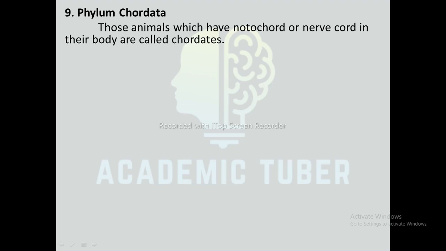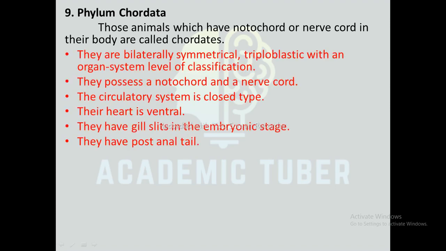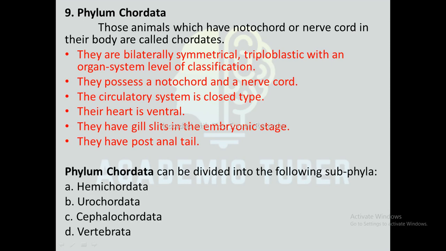Those animals which have notochord or nerve cord in their body are called chordates. They are bilaterally symmetrical, triploblastic with an organ system level of organization. They possess a notochord and a nerve cord, and the circulatory system is closed type. Their heart is ventral, and they have gill slits in the embryonic stage. They have a post-anal tail. Phylum Chordata can be divided into the following subphyla.